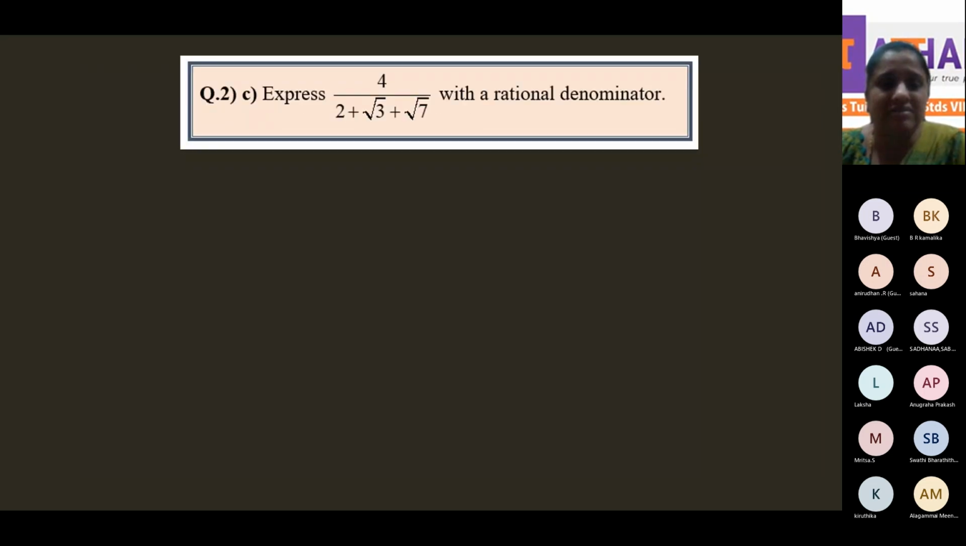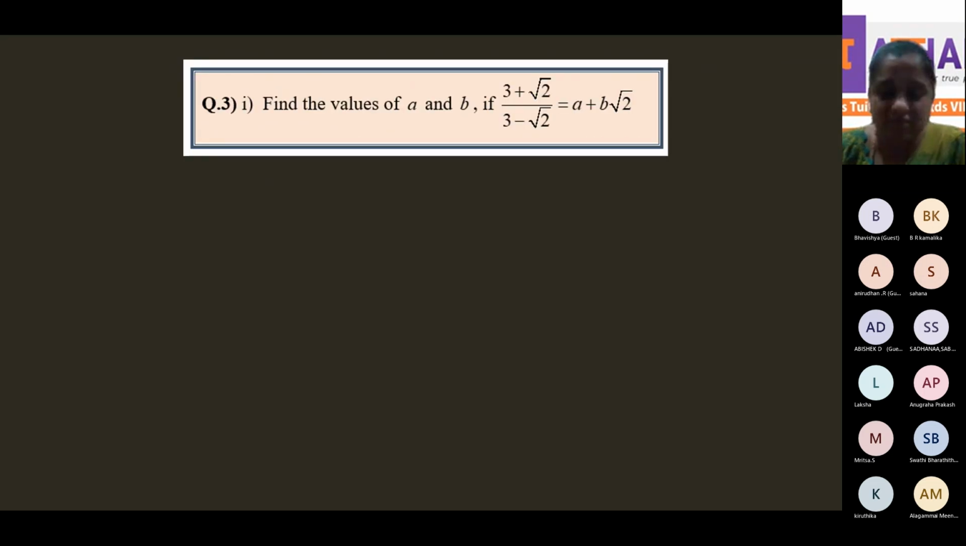We'll do this in the next class. It will take some time to understand. Look at this, children. Find the values of A and B if 3 plus root 2 by 3 minus root 2 is equal to A plus B root 2.